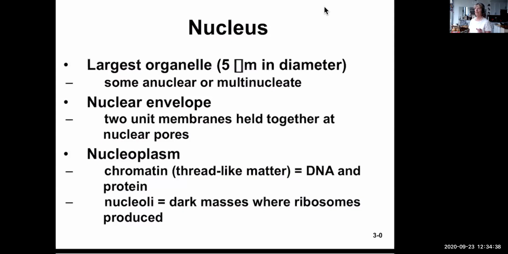So the cell is a eukaryote. The human cells are all eukaryote cells. That means they have a nucleus. Bacteria do not have a nucleus. So the nucleus is quite large.